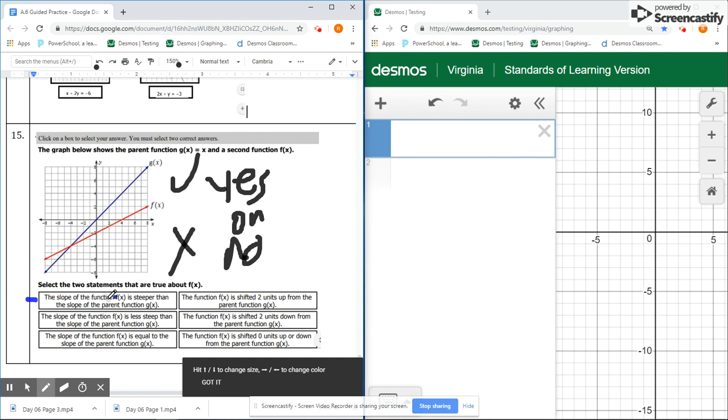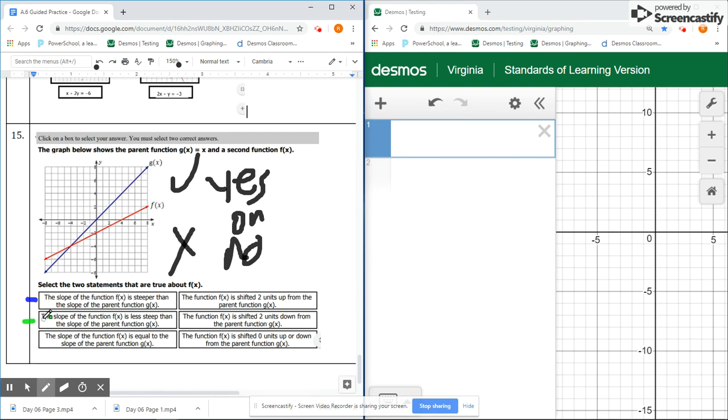The slope of the function f of x is steeper than the slope of the parent function. So is this red line steeper than the blue line? The word steeper means it has a larger slope. Does this red line have a larger slope than the blue line? Yes or no?